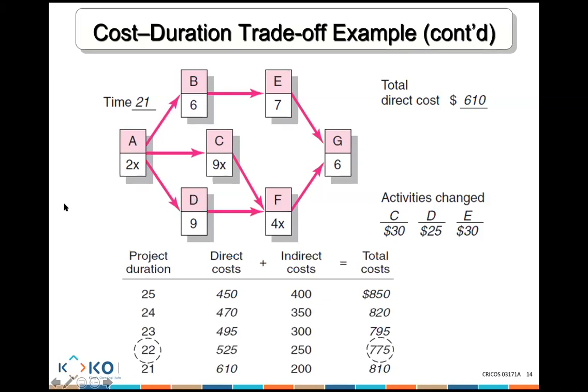When you go and calculate your project cost, 450 direct cost, 400 indirect cost. By the way, the indirect costs have been given to you. You haven't calculated that. 24 days, our cost increased to 470. 23 days, our cost increased to 495. 22 days increased to 525. 21 days increased to 610. When I add to it all of this indirect cost together, I'll get my total cost. And I know it is best for me to finish the project in 22 days at a cost of $775.